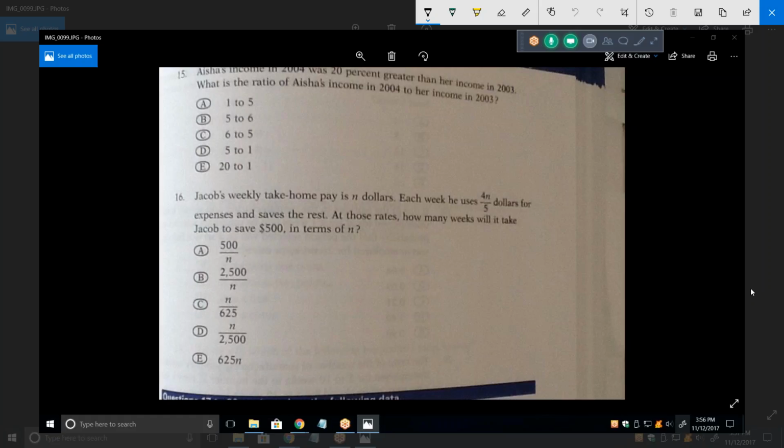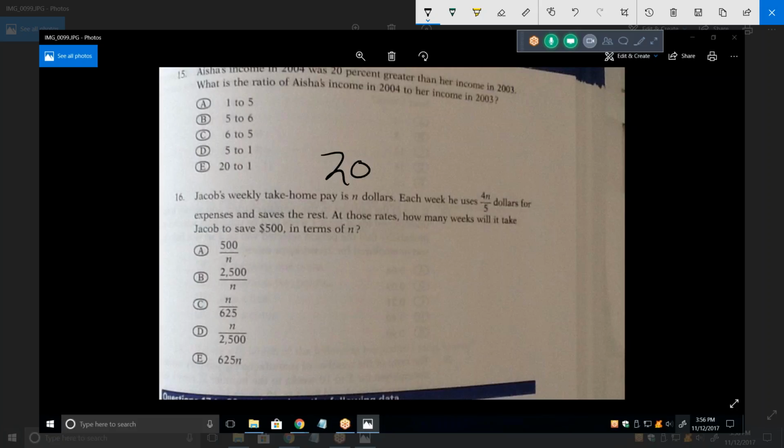Okay. So her 2004 income was 20% greater than her income in 2003. What's the ratio of her income in 2004 to 2003? It's a really easy way to figure this out, because they're asking about ratios. They're not asking about what her income was. They're just asking about ratios. So when I said, what's a good way to figure this out? Plug in numbers.